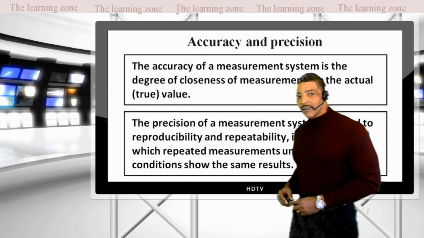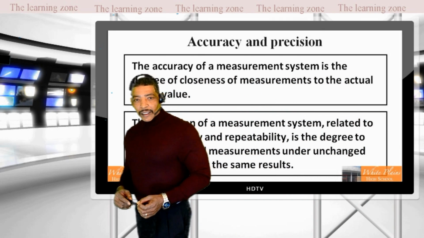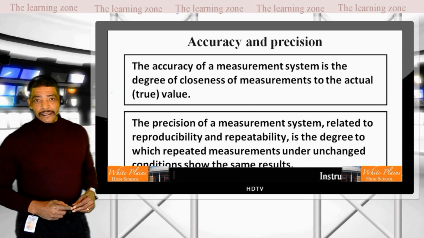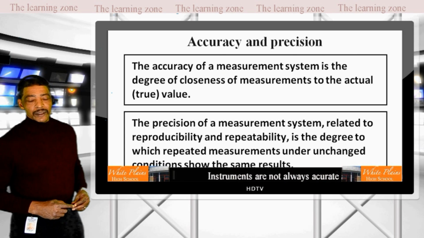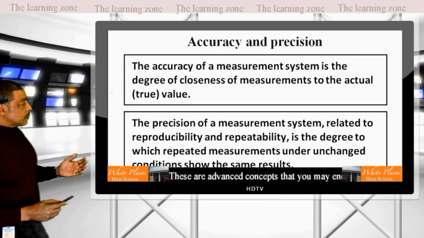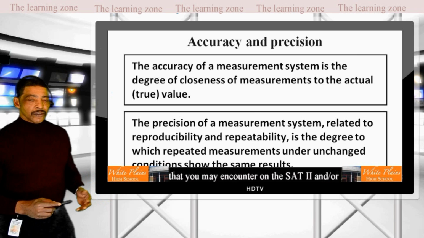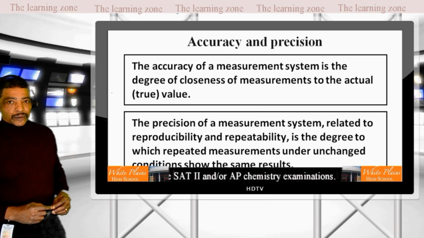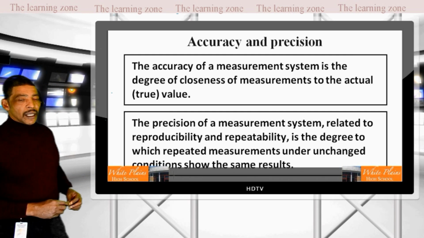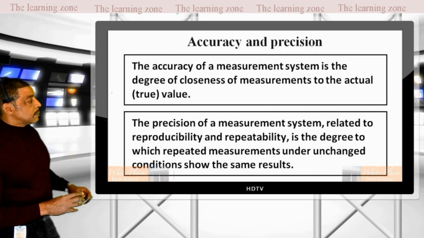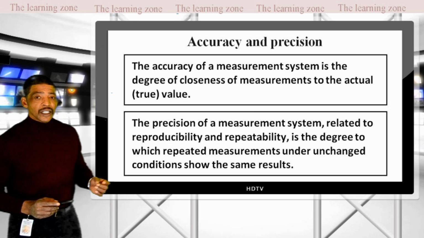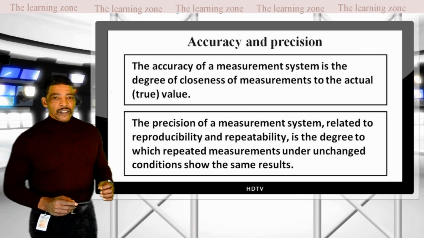You know, regardless of the type of measurement being taken in the laboratory, if the instrument being used is not both accurate and precise, then the data taken by using that instrument is essentially useless. The accuracy of a measurement system is the closeness of the measurements to the actual or true values. The precision of a measurement system is related to the reproducibility and repeatability of the measurements, and is the degree to which the measurements under unchanged conditions show the same results.